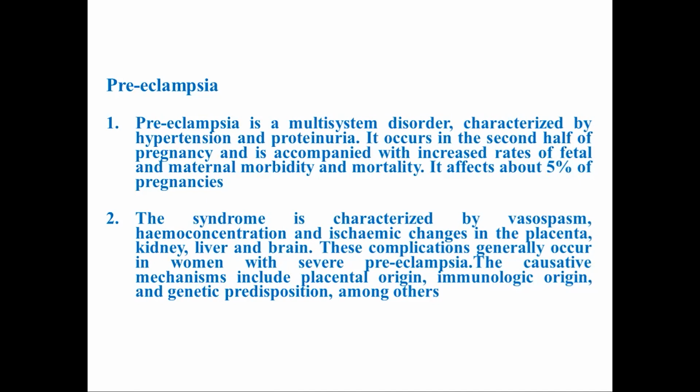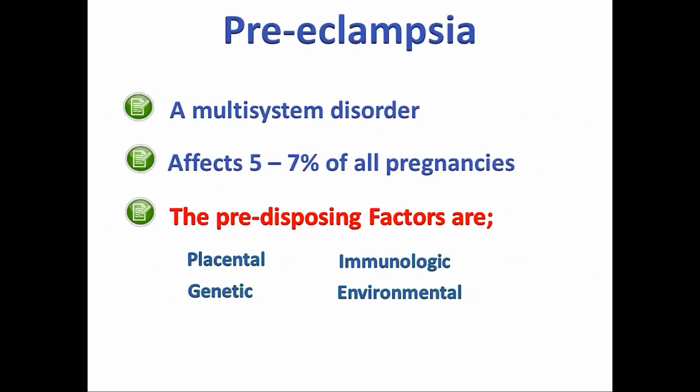The syndrome is characterized by vasospasm, hemoconcentration, and ischemic changes in the placenta, kidney, liver, and brain. These complications generally occur in women with severe preeclampsia. The causative mechanisms include placental origin, immunologic origin, and genetic predisposition, among others. So, it is a multi-system disorder, affects 5 to 7% of all pregnancies. The predisposing factors are placental, immunologic, genetic, and environmental, which may interact.